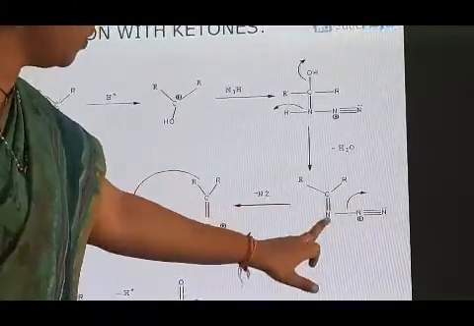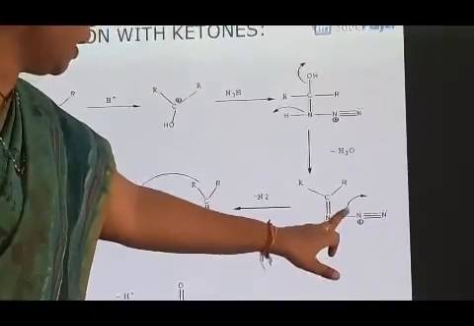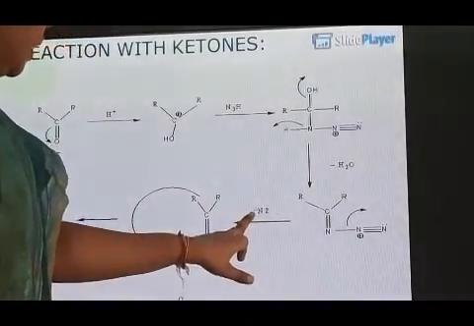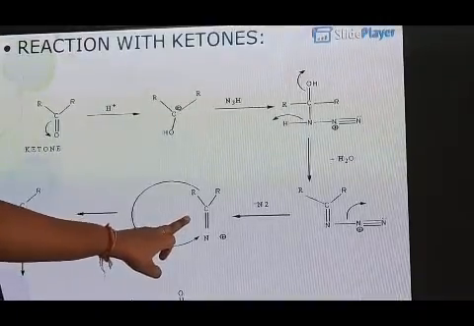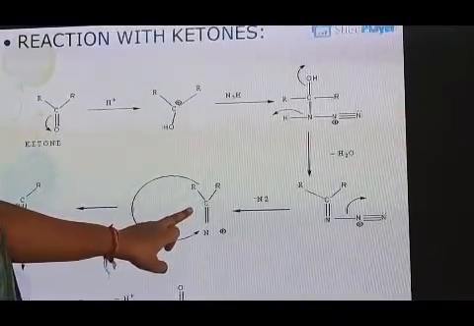This is the unstable compound, so that's why there is a loss of nitrogen gas in the form of this minus N2, and here we are getting the nitrilium ion. This is the main important one, the nitrilium ion. Here the actual rearrangement takes place.